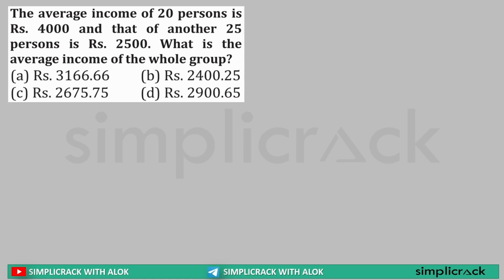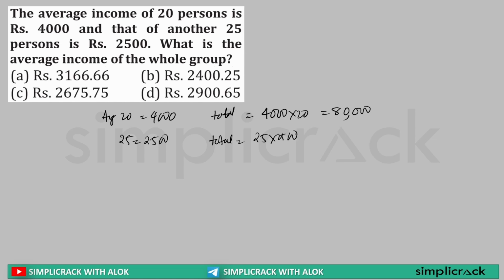The average income of 20 members is 4,000. If the average of 20 is 4,000, the total income is what? 4,000 multiplied by 20, because average into number of observations, which is equal to 80,000. Yes or no? Yes. That of another 25 members is 2,500. So for another 25 members, the average is 2,500. So the total is 25 into 2,500, which is 62,500. Now it is asking what is the average of the whole group. That means what is the average of these 45 people.